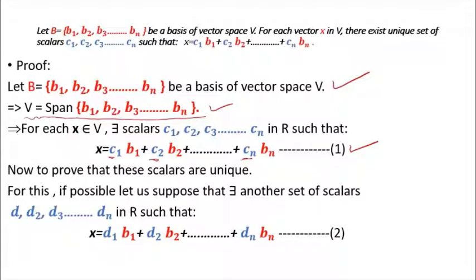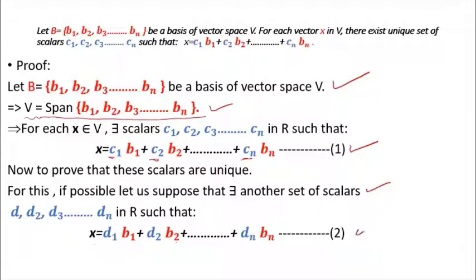While proving theorems, how do we prove uniqueness? We take the contradiction that there is some other set of scalars also. So if possible, let us suppose that there exists another set of scalars. What are those? d1, d2, d3 and so on dn in R such that the same x, with the same basis vectors b1, b2 and so on bn, but with different scalars, x is d1 b1 plus d2 b2 plus and so on plus dn bn.